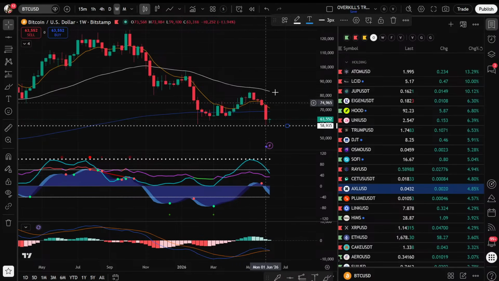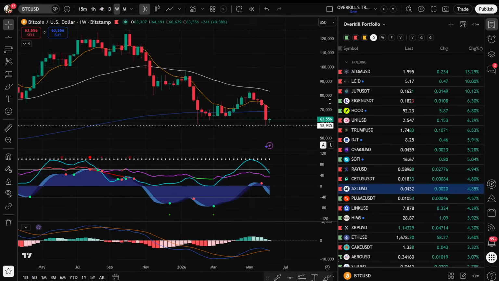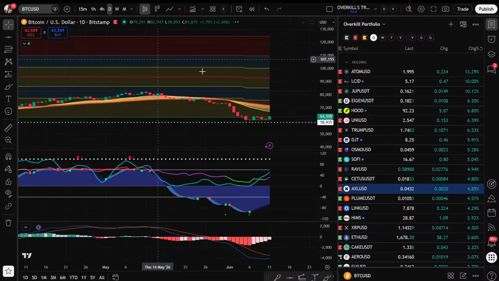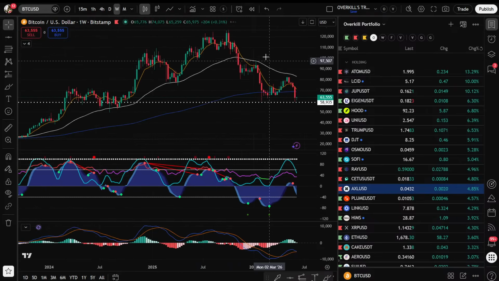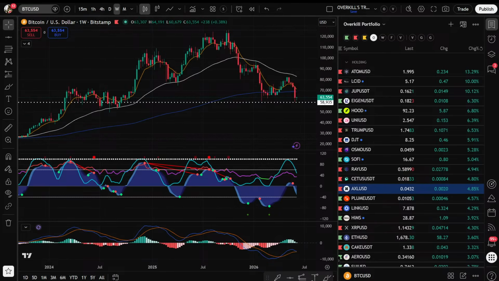Again, my thesis of this being a bear trap will be invalidated if we break down below 58,000. But if you look at the daily, look how oversold the daily is. I mean, this thing's down here in the gutter. So if we break over 70K again, things are going to get bullish very, very fast, and you are seeing buyers step in here at these prices.